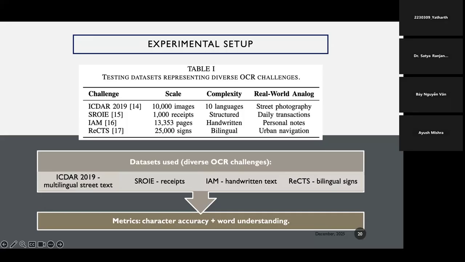And finally, how do we grade the exam? We don't just look at character accuracy, which is like simply checking whether the model spelled the word right. We also measure word accuracy, character accuracy and word understanding, right? You can see this is the difference between a student who memorized the textbook and a student who actually understands the subject. We want to ensure our AI isn't just seeing letters, but comprehending the medical narrative.